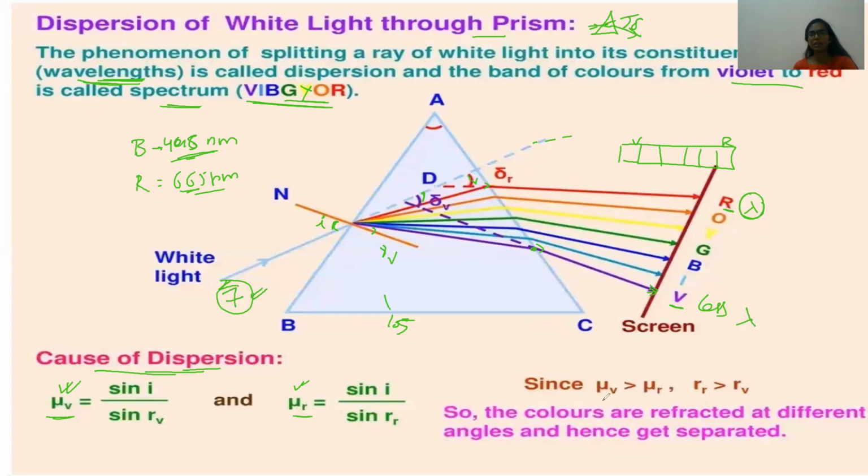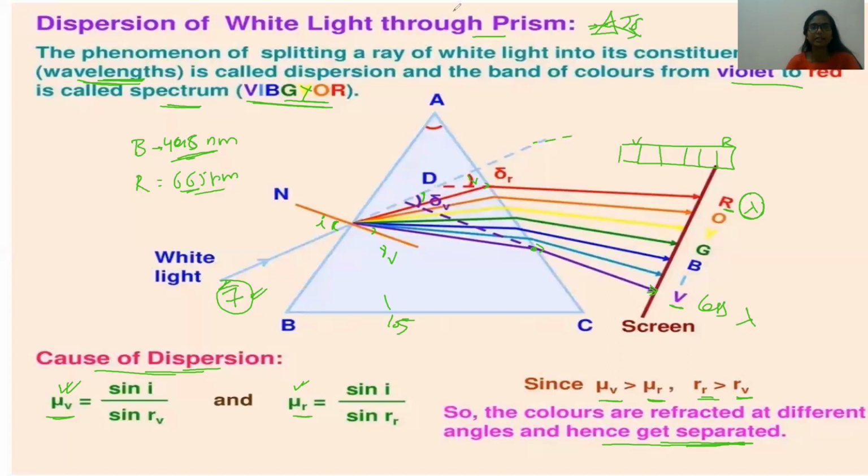So the refractive index of violet is more compared to the refractive index of red, and so red will be refracted less compared to the violet color. Okay, so the colors are refracted at different angles, and hence they are separated. We are able to separate all the colors through the prism when you pass light through it. This is what we call dispersion of light.